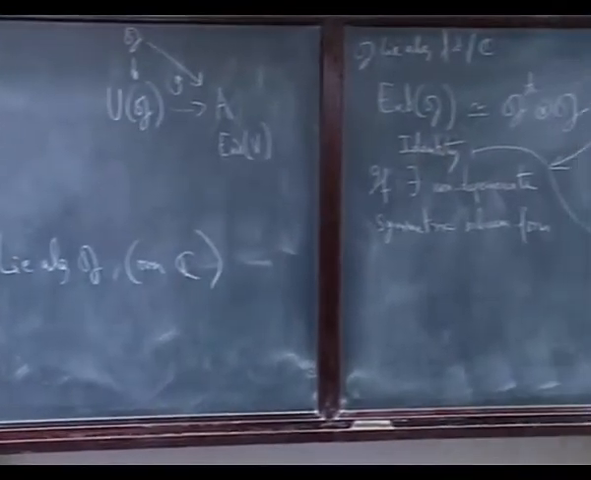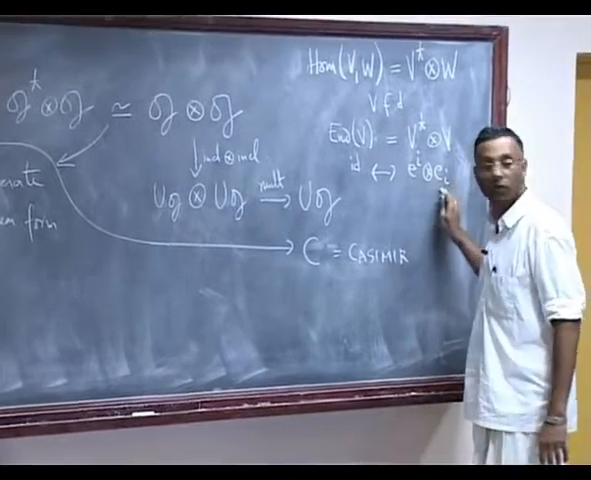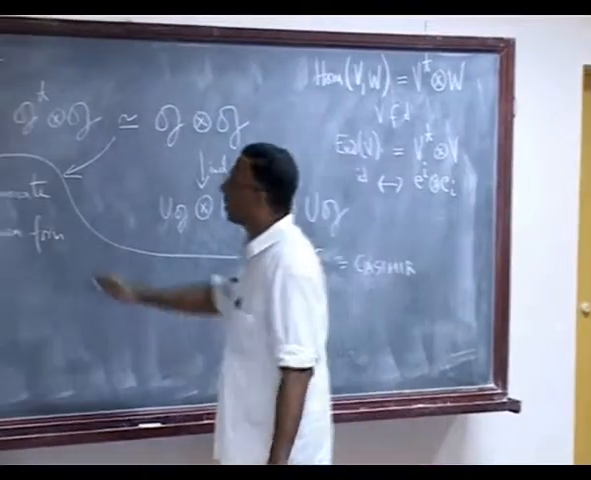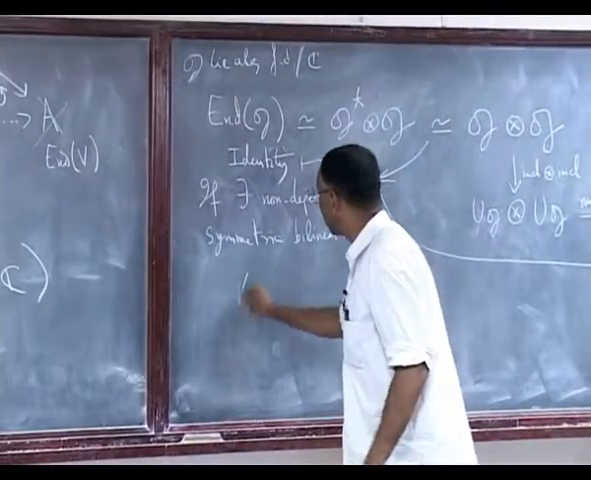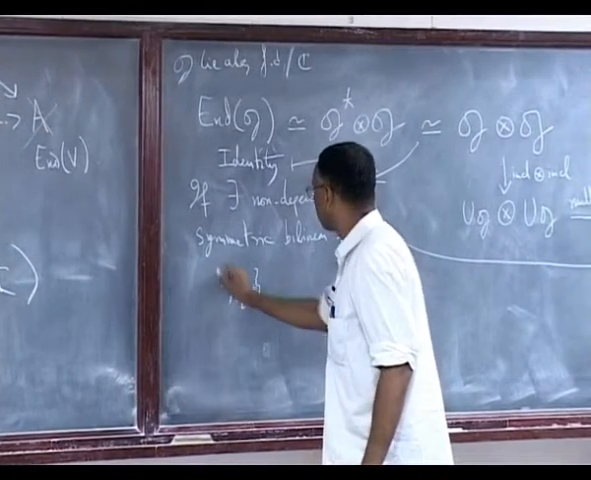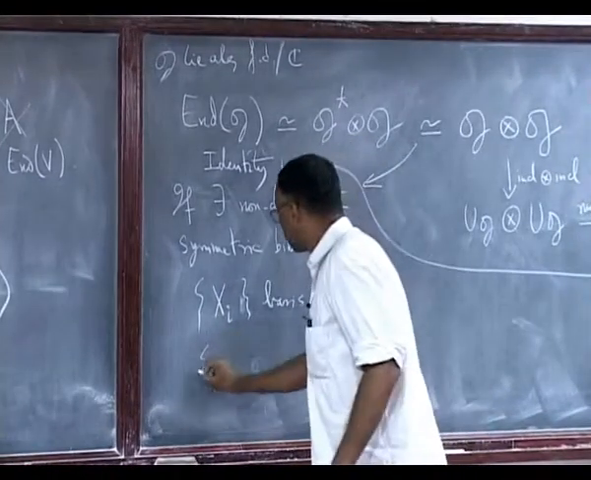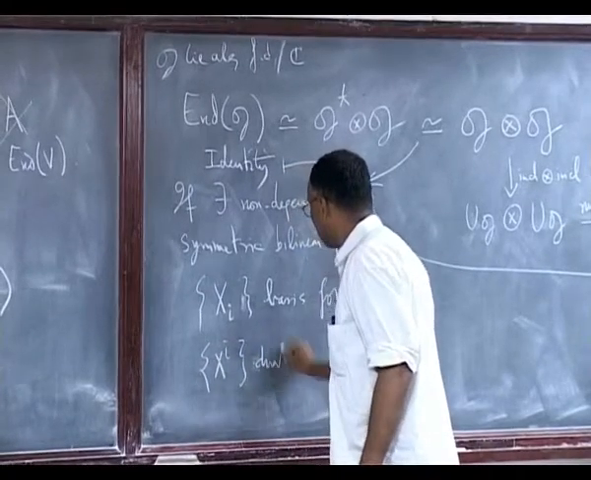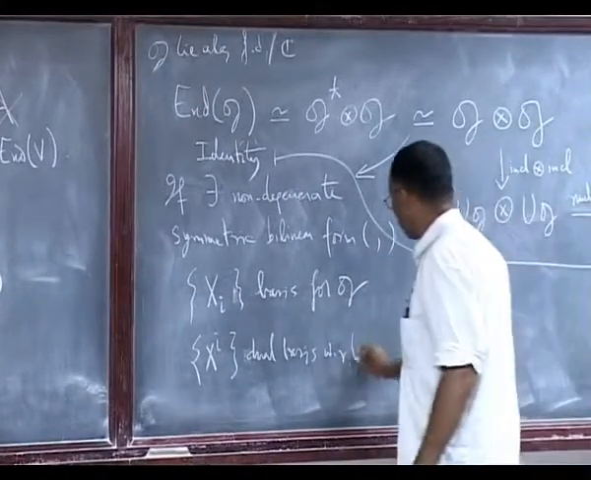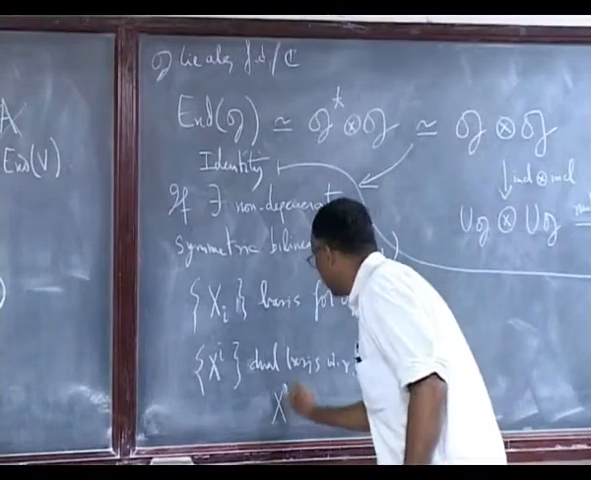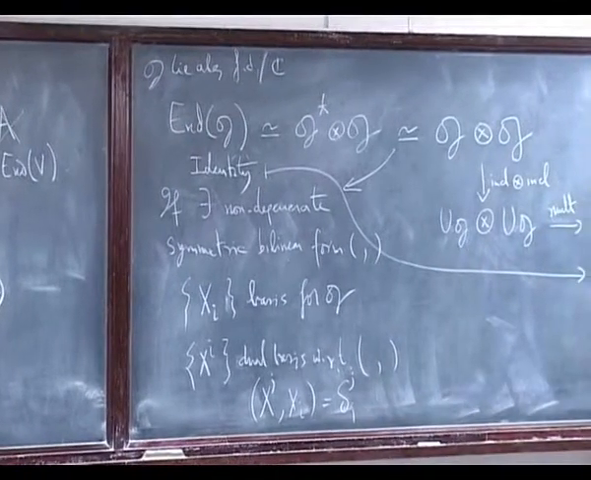Okay, if you want to work this out, it's a simple calculation. So the identity always maps to this for any choice of a basis of V. So if we do that, here we have a form. Therefore, I have to choose a dual. If x_i is a basis for G, take the dual basis with respect to the form. Let's denote this form like this, which means what? I have (x^j, x_i) is delta_ij. That's what it means.